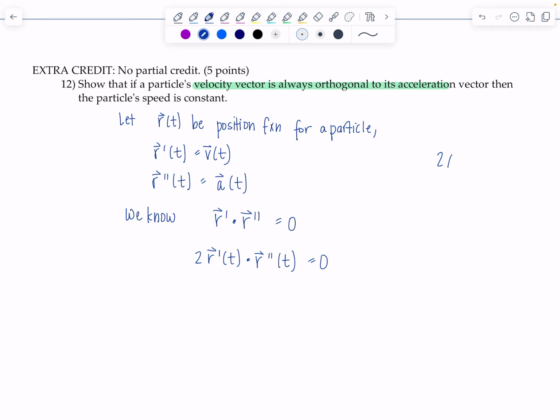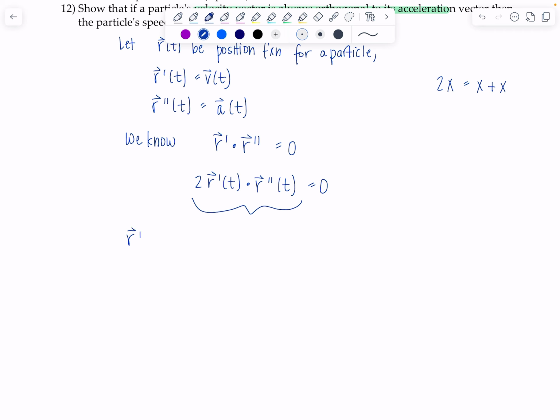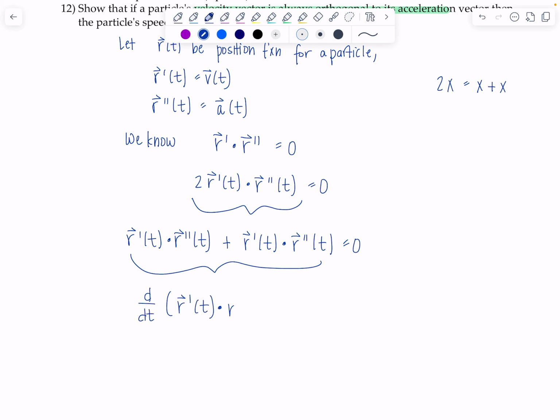Now, remember how 2x is x plus x? I'm going to do that over here on the left. So I could write that as r prime of t dotted with r double prime of t plus r prime of t dotted with r double prime of t. That must be 0. And then I want you to observe this is the derivative with respect to t of r prime of t dotted with itself. It's the product rule. So when you do the product rule, leave one alone, take the derivative of the other one, plus derivative of this one, and then leave that alone. And dot product's commutative, so we're good.